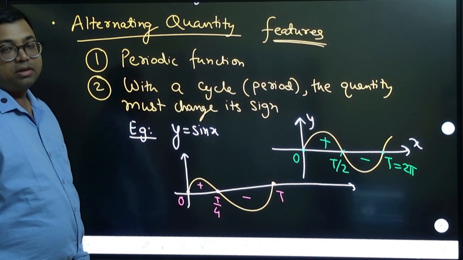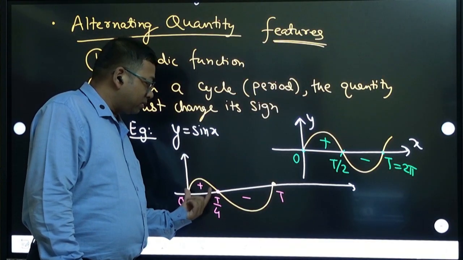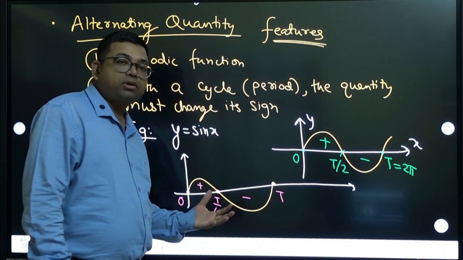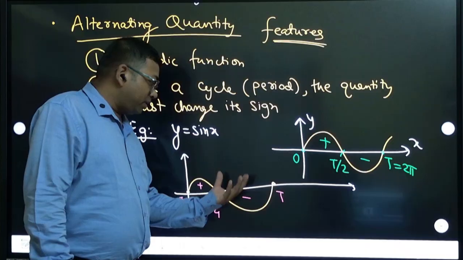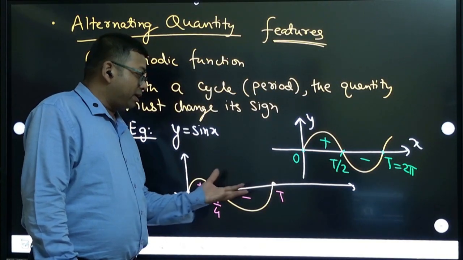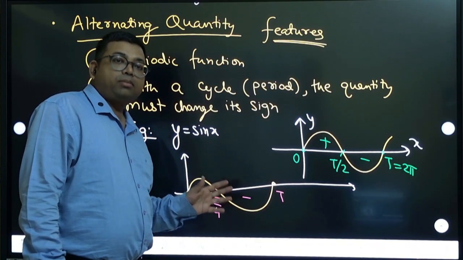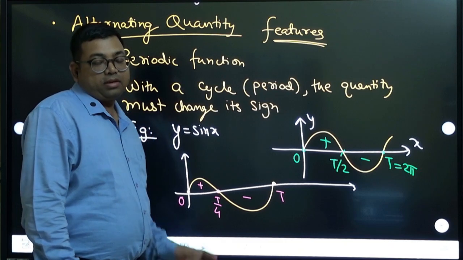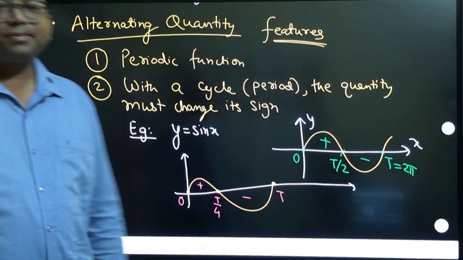Sign must change. That is the idea. It is not important that half should be positive and half negative. It can be of unequal duration also. So within a cycle, it should change sign. Where it changes sign and when it changes sign is not important, but it must change sign. That means alternating. Are you clear about this? Yes.